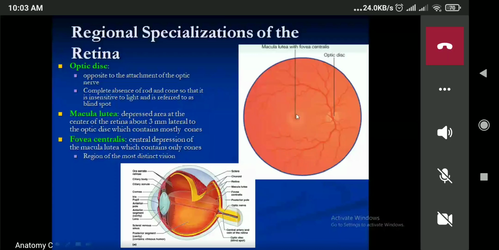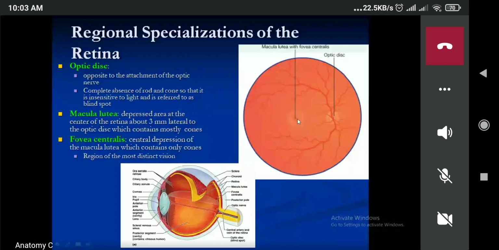The macula lutea is the depressed area present 3 mm lateral to the optic disc, and it mainly consists of cones, which respond to bright light. The macula lutea does not contain any blood vessels, so it receives its nutrition by diffusion.